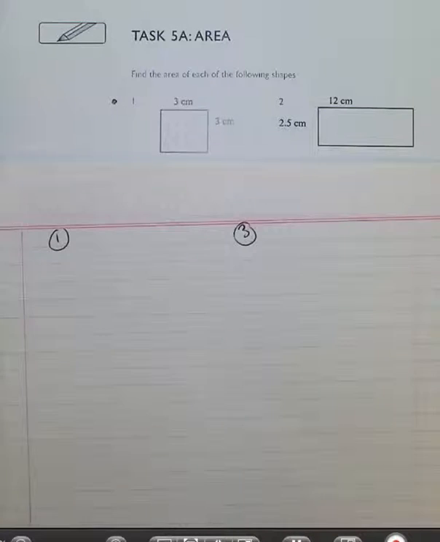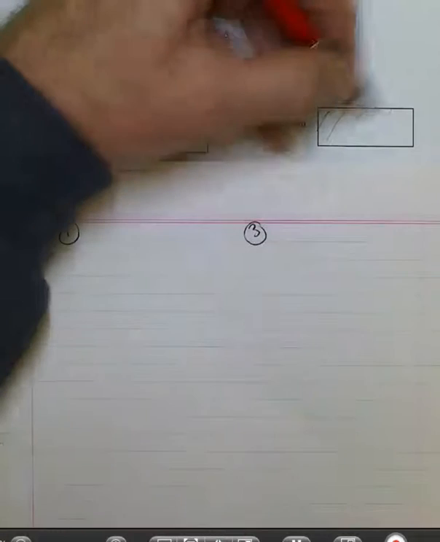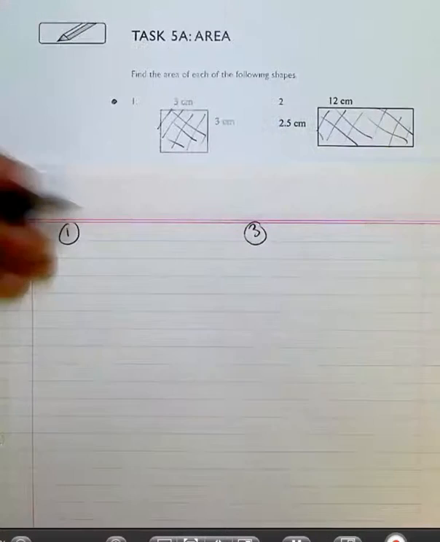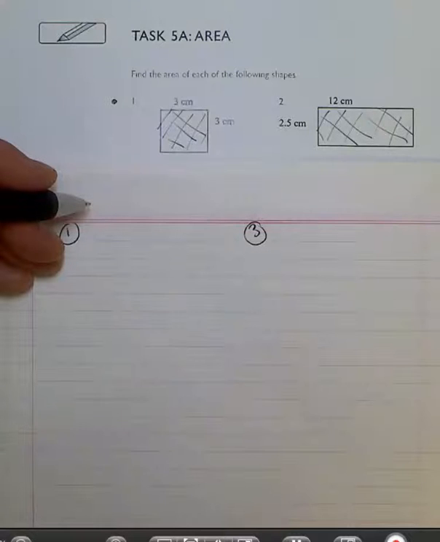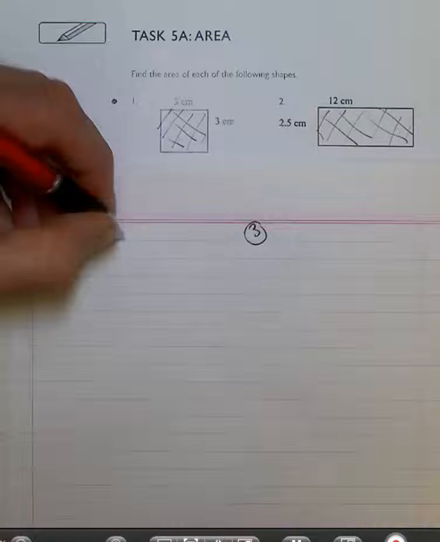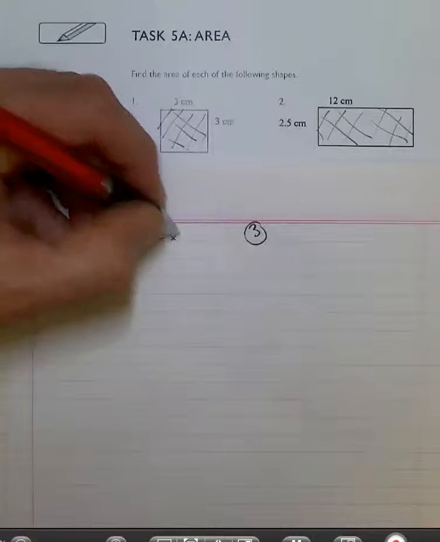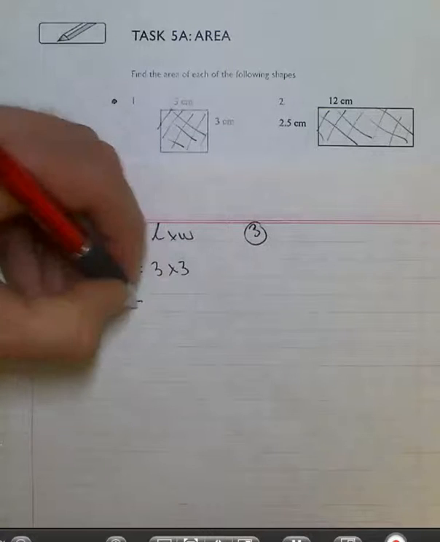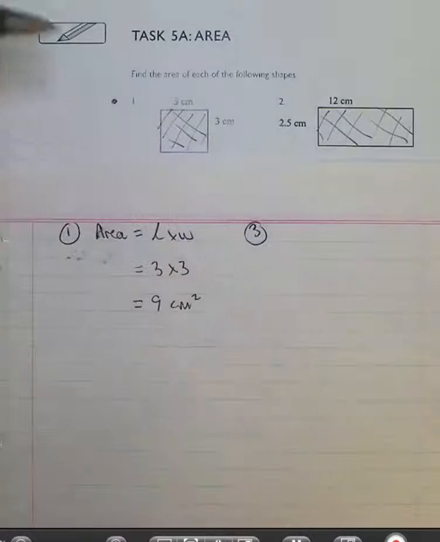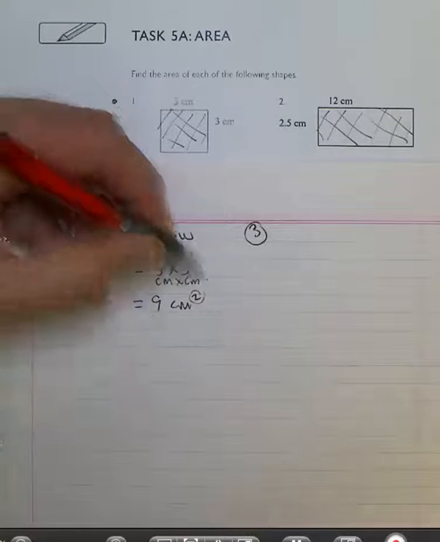Now please notice area means the amount of material within the shape. Perimeter, remember that you're walking around the shape. You walked around the tennis court, you walked around the netball court, you walked around the circumference of the oval perhaps. In the first instance, number 1, we've got a length of 3 and a breadth, or a width, of 3. So length times width, 3 times 3, 9 centimetres squared. We use the square notation because you're really multiplying centimetres by centimetres.